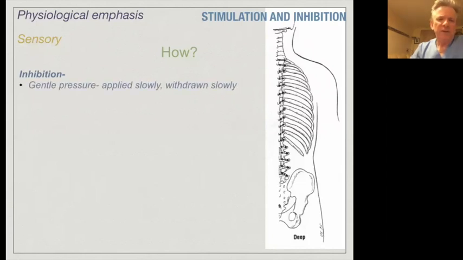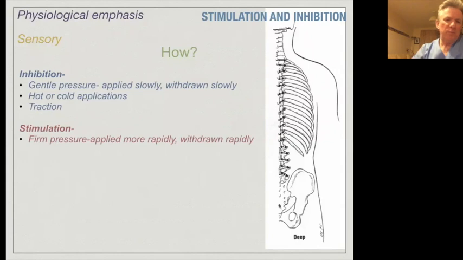Inhibition itself is defined by gentle pressure applied slowly, withdrawn slowly. It can be hot or cold compresses. How can it be both? If something is massively inflamed, a cool compress is lovely and inhibitory. If something is hypertonic, a nice warm compress or one of those wheaty bag things, unless you're gluten sensitive, can be very useful. Traction could be stimulation as well, depending on whether one traction movement is applied in succession with another. What we're talking about here is where traction is applied slowly, held, and released slowly.